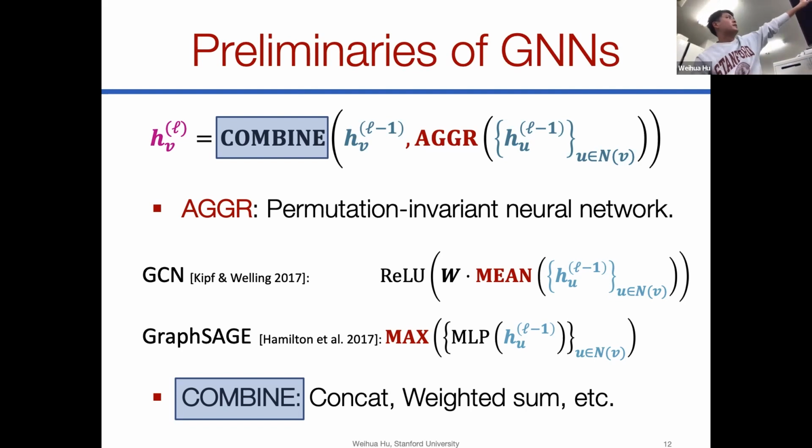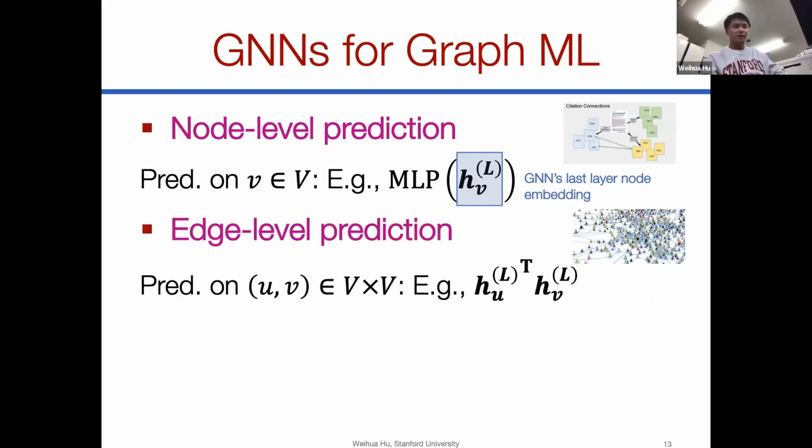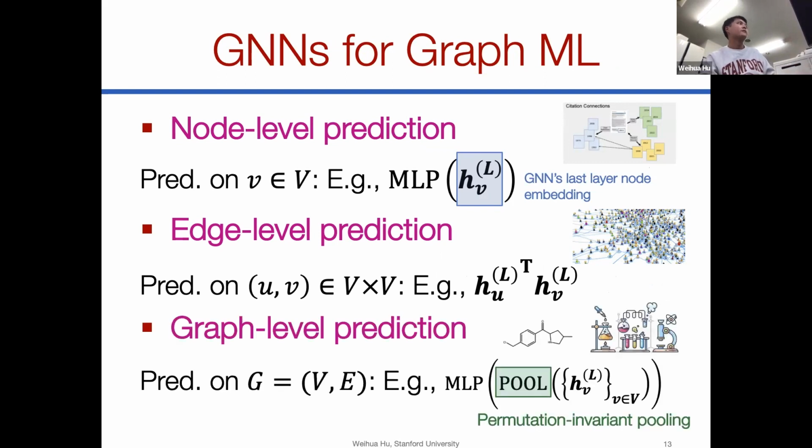To complete the picture, once we get the embedding of the final layer, how do we make predictions? For node-level prediction, we usually apply a prediction head, an MLP, multi-layer perceptron, on the last layer's node embedding to, for example, predict some classes on the nodes. For edge-level prediction, we typically, for example, take the inner product between the last layer node embeddings to predict the score between a pair of nodes. And for graph-level prediction, we first use a permutation invariant function to pool the embeddings of the nodes within a graph, then apply some MLP on top of the pooled embedding. So you can see GNNs can be used to make a variety of predictions for graphs.